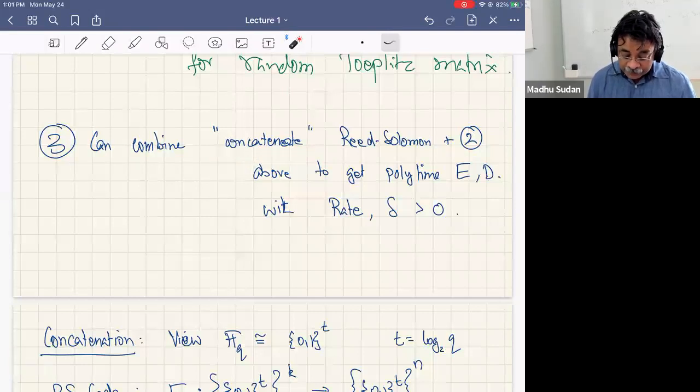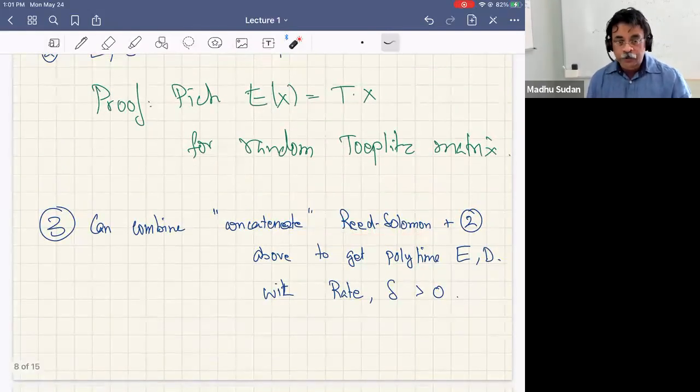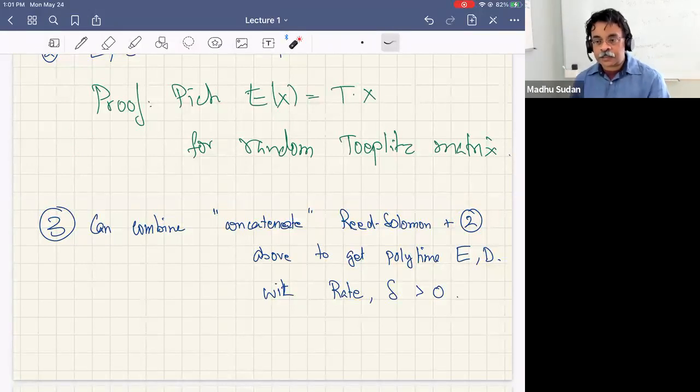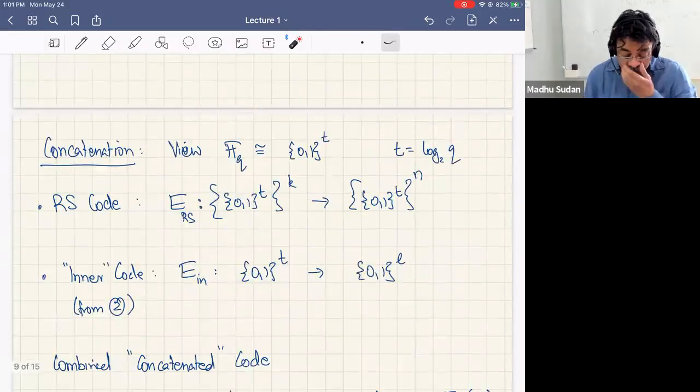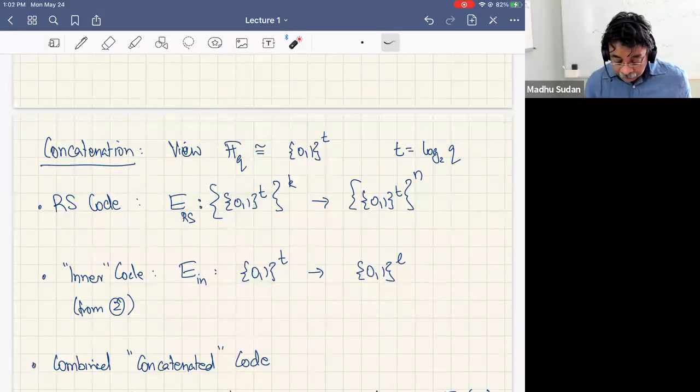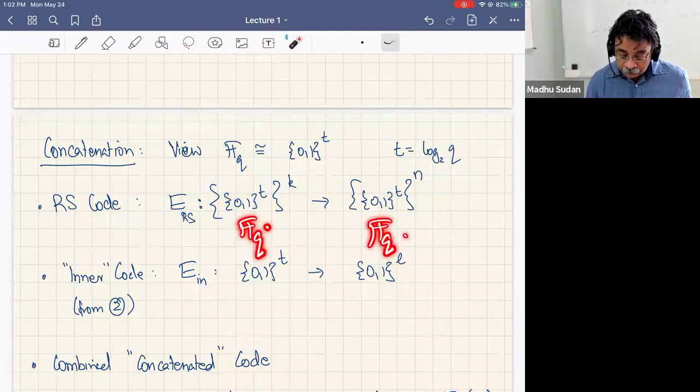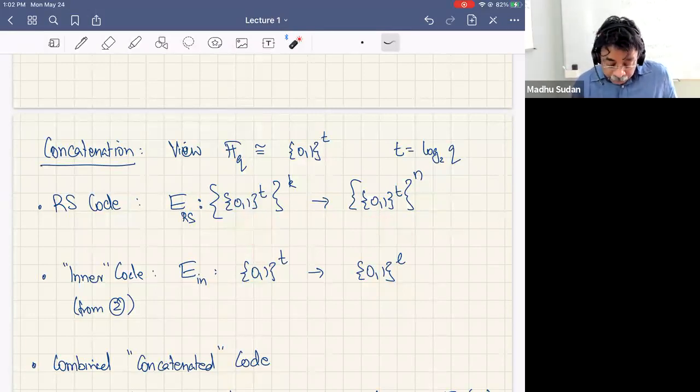And it says that if you take Reed-Solomon codes that we talked about over large alphabets, combine it with some code that you know exists, you get a much more explicit code. What does it mean to combine? So what is a Reed-Solomon code? It takes K letters over FQ and maps them to N letters over FQ. In our setting, let's view elements of FQ as some binary strings.